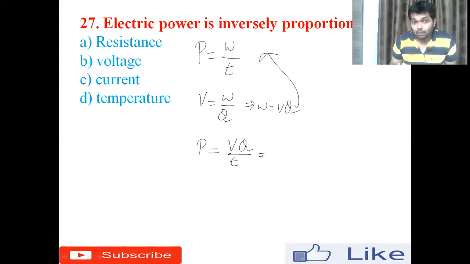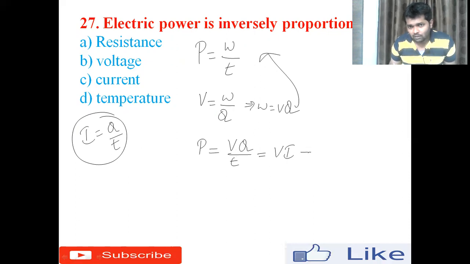But we already know that I equals Q by T. Is it right? From the definition of current. So now here you can see Q by T. Instead of writing Q by T, I'll write I, right? Because I equals Q by T. But we already know from Ohm's law that V equals IR, so I equals V by R. Is it right? So now I'll substitute this in this equation. So now what will happen?